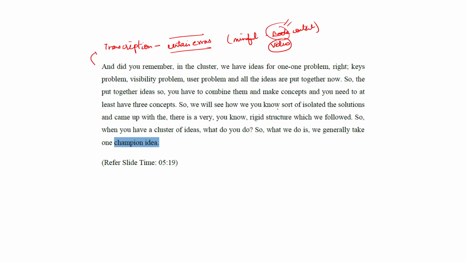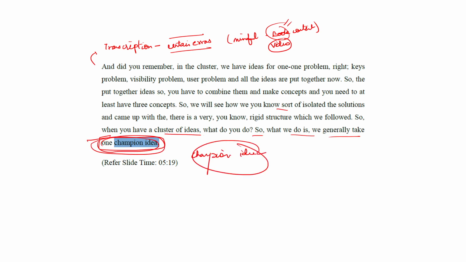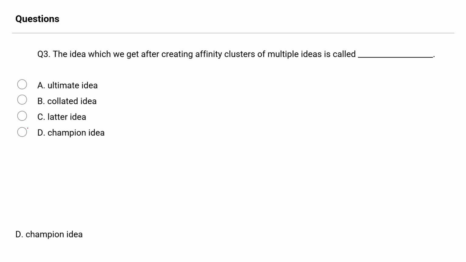So we'll see how we isolated the solution and came up with a very structured approach. When you have a cluster of ideas, what do you do? What we do is generally take one champion idea. Okay. So the correct answer is champion idea. One of you has mentioned it correctly. It is option D, which is the champion idea. All right. Well done.